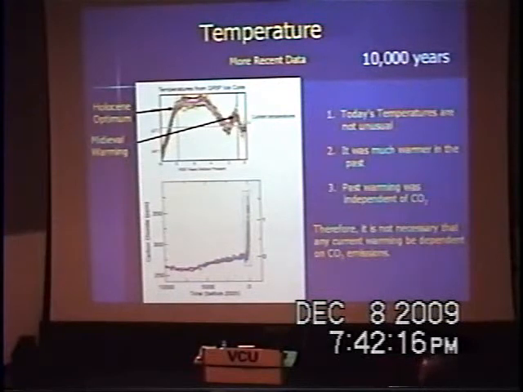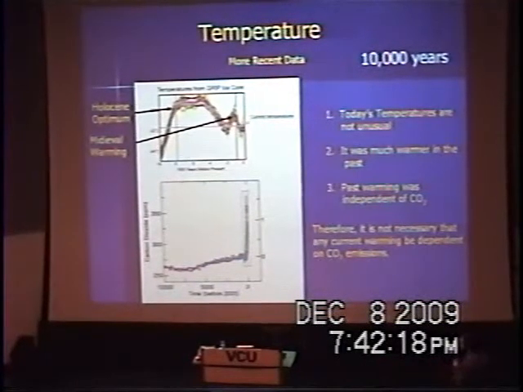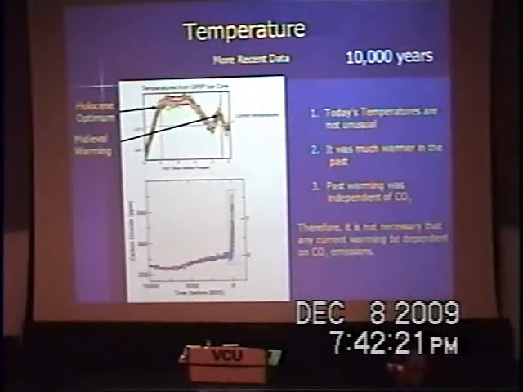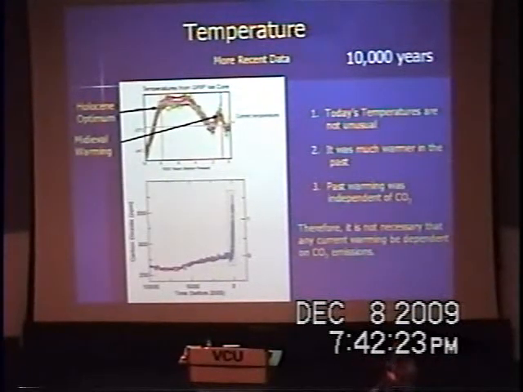So what do we say? We say the temperatures today are not unusual, okay? We've seen that with the large record, the big picture as I call it, that goes all the way back to 500 million years. We see it with the smaller record here. The Holocene optimum was certainly a lot warmer than it is today. The medieval warming period, which people are trying to get rid of, is a lot warmer than it is today. This is not unusual, the temperature that we have outside. It was much warmer in the past. The past warming is independent of CO2. Therefore, it is not necessary for any current warming to be dependent on CO2 emissions. Okay?